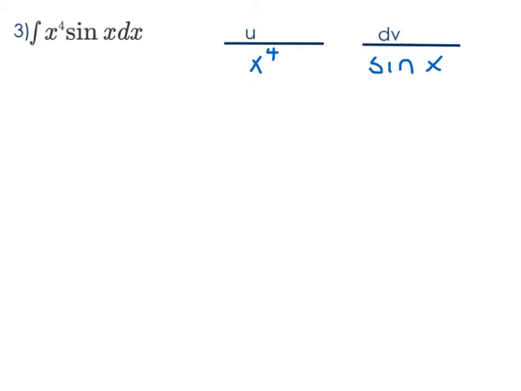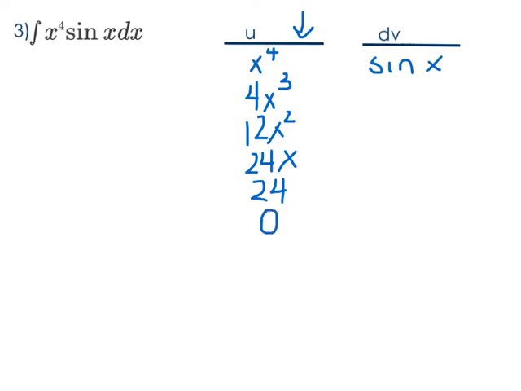So again, on the u side, you're taking the derivative until you get down to 0. So the derivative of x to the 4th is 4x cubed. Okay, pause, come back to me if you need to. The derivative of 4x cubed is going to be 12x squared. The derivative of 12x squared is 24x. The derivative of 24x is 24, and the derivative of 24 is 0.